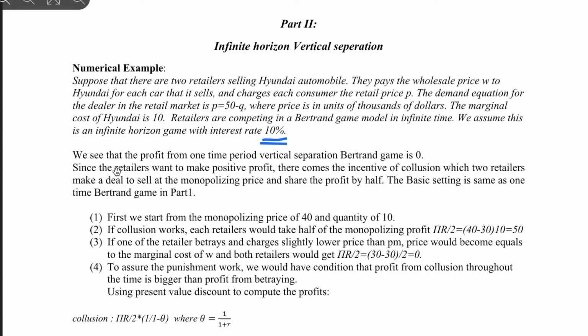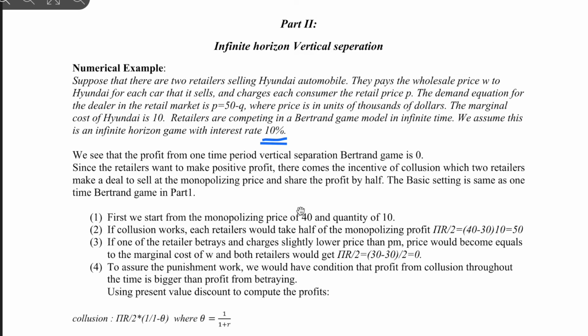We see that the profit from the one-time period vertical separation Bertrand game is 0. Since the retailer wants to make positive profit, there comes the incentive of collusion, in which two retailers make a deal to sell at the monopolizing price and share the profit by half. The basic setting is the same as the one-time Bertrand game in part 1. First, we start from the monopolizing price of 40 and quantity of 10.